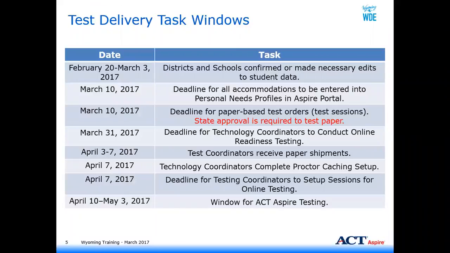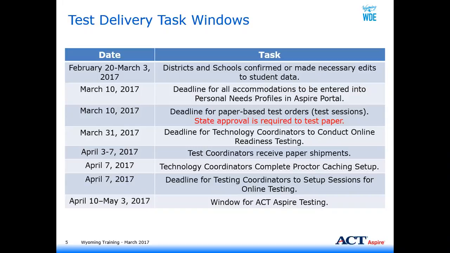So here is the test delivery schedule for the Spring 2017 Summative Assessment for Wyoming. And this schedule provides you some helpful dates to help you prepare for the ACT Aspire assessments that are coming up in April. So we had from February 20th through March 3rd, this was when districts and schools could go in and confirm or make any necessary updates to your student data.